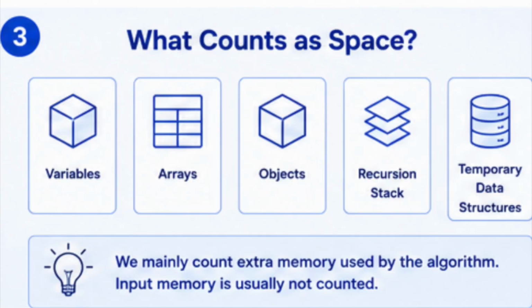When we talk about space complexity, we are mainly interested in extra memory used by the algorithm. This includes variables, arrays created during execution, helper data structures, objects, and even the memory used by recursive function calls. One important point, the input itself is usually not counted. We are interested in the additional memory required to process that input. That's an interview question you will hear quite often.